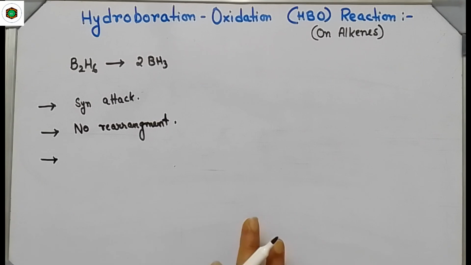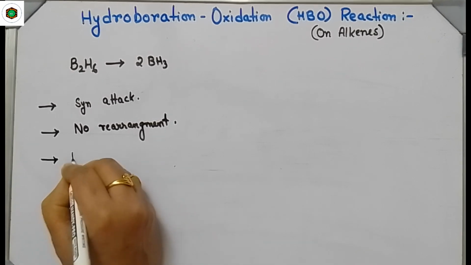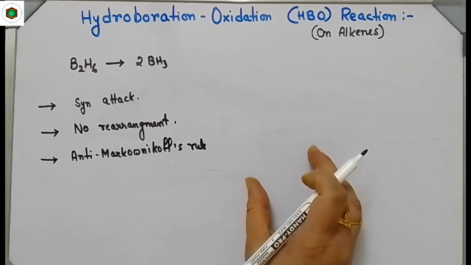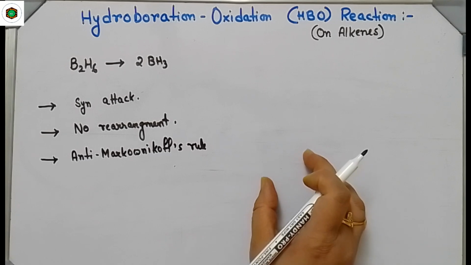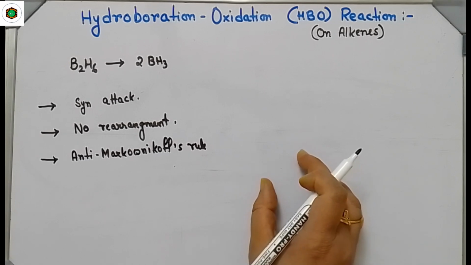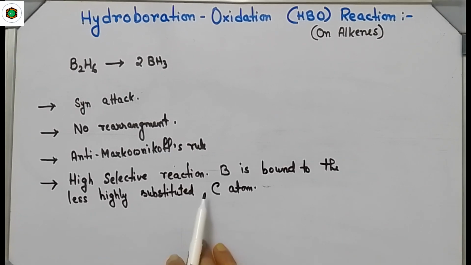To write the final product, you have to follow anti-Markovnikov rule. Means OH minus will be attached to that carbon atom which is having lesser number of substituents. These are highly selective reactions. Here boron atom is bound to the less highly substituted carbon atom. Less highly substituted carbon atom means where hydrogen atoms are more.